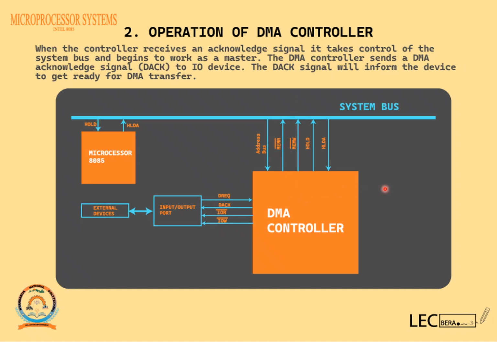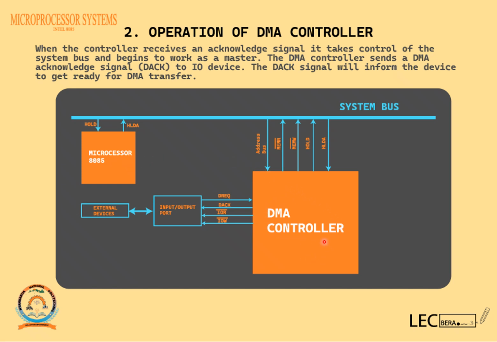Now, what will happen next? After the DMA controller has received the hold acknowledge from the microprocessor, it means that it is now free to continue with the exchange of data between the input-output devices and the memory. So when the controller receives an acknowledge signal, it takes control of the system bus and begins to work as a master. So that moment is the only time where the microprocessor is going to be the slave and another system, which is the DMA controller, is going to be what?